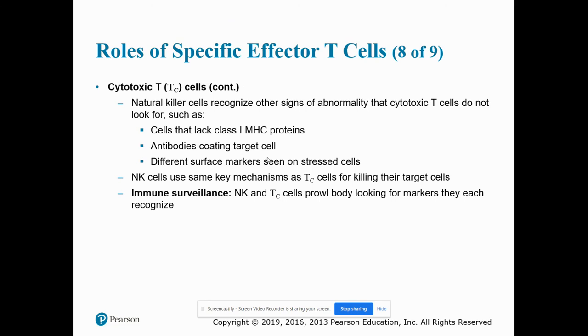And then we also have natural killer cells, and they recognize other signs of abnormality that cytotoxic T cells do not look for, such as cells that lack the class 1 MHC protein, antibodies coating the target cell, and different surface markers seen on stressed cells. And natural killer cells use the same key mechanisms as cytotoxic T cells for killing their target cells. And then we have this immune surveillance. And this is where natural killer cells and cytotoxic T cells prowl through the body looking for markers that they recognize.